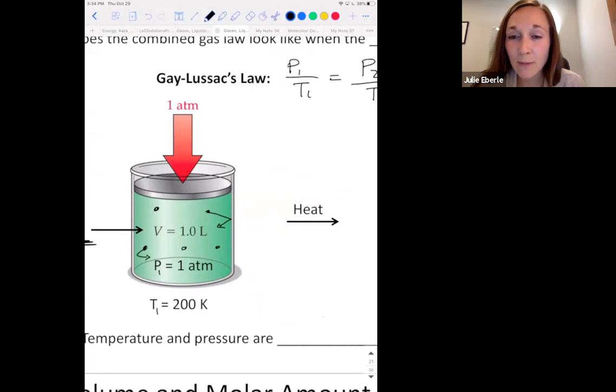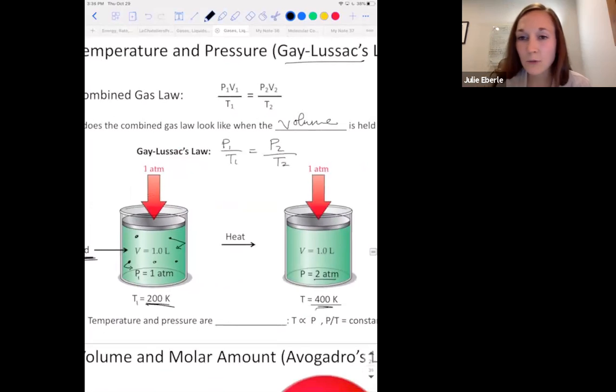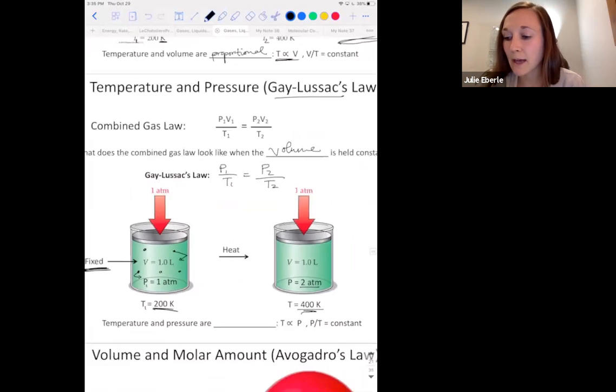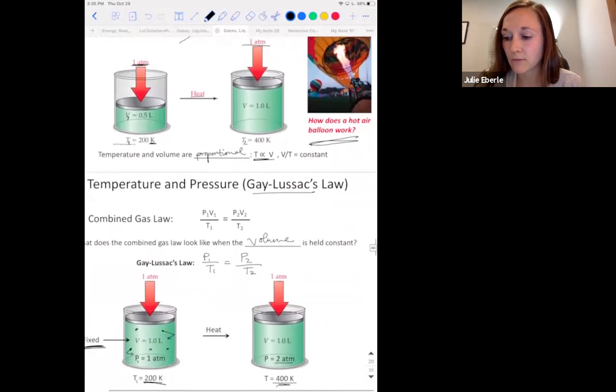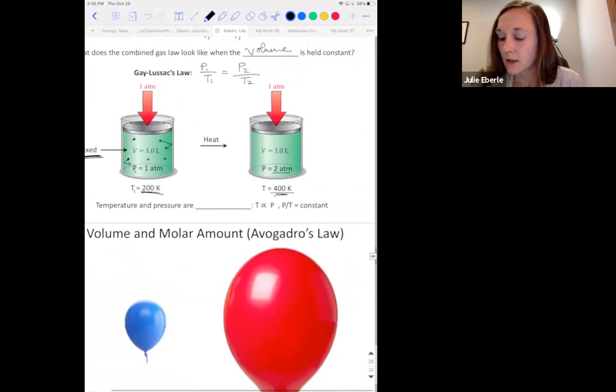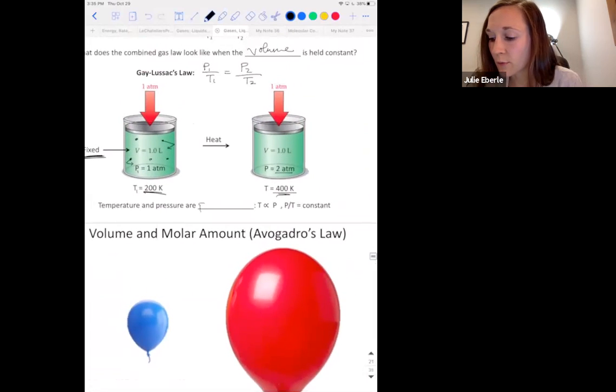So if we're keeping volume constant and we're making those molecules collide with the wall twice as often because they're moving twice as fast because we increased temperature, okay, we doubled it, that's what's causing pressure to double, okay? You can apply these same kinds of thoughts, but just with temperature and volume at a constant pressure to Charles' law. All right, so temperature and pressure are also proportional. T is directly proportional to P.